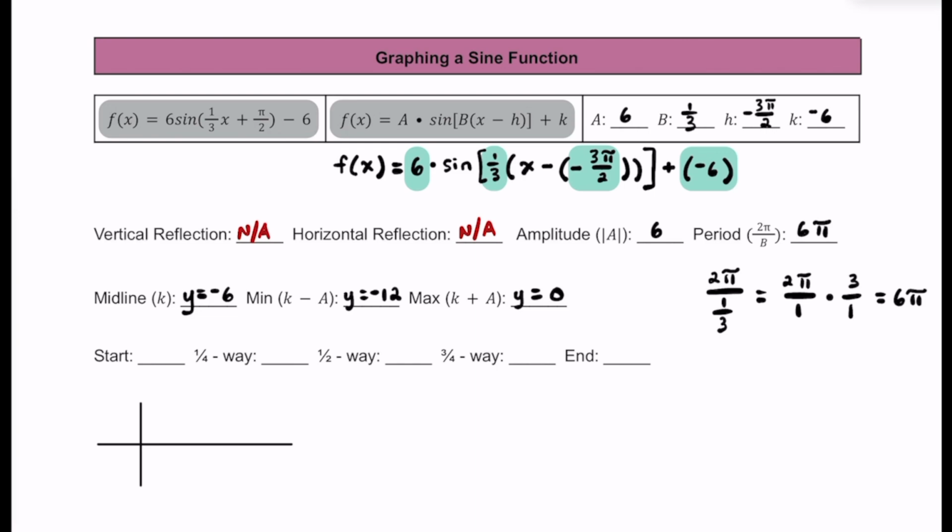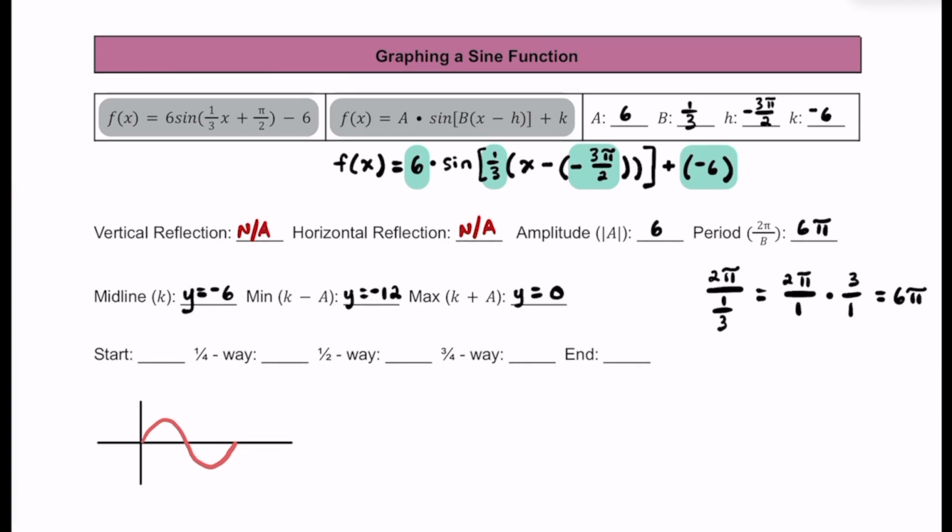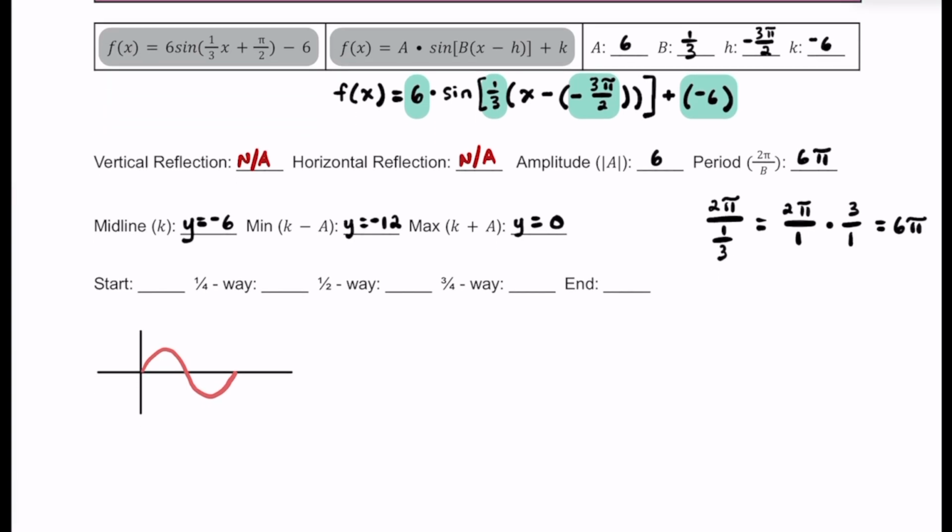Now before we graph this particular function, let's remember what the sine parent function looks like. It's going to always start at the midline, at the origin, go up, then come back down, and then come back up to the midline. So this is what the parent function looks like. But if we go ahead and apply all the transformations we see in this particular function, let's just map out what's going to be happening here.